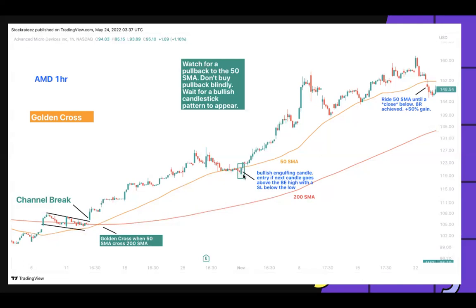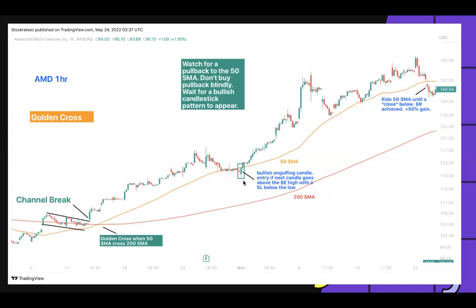So we have a bullish engulfing candle here, right below the 50 SMA, and then it closed back above the 50 SMA, and that is your trigger to get in the trade. Then you ride price until it closes below the 50 MA. So this is actually a 50% gain on commons, which if you guys play options, you know that those gains would have been unreal. This was just a beautiful setup.